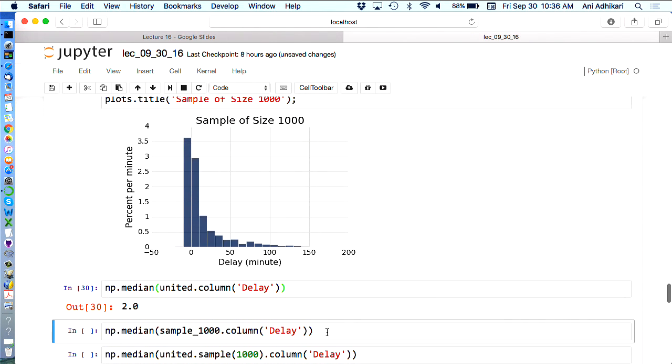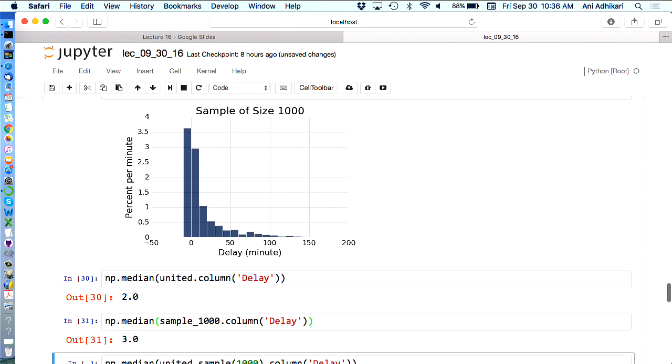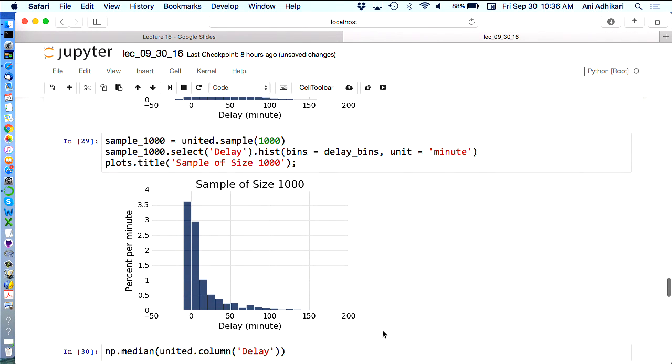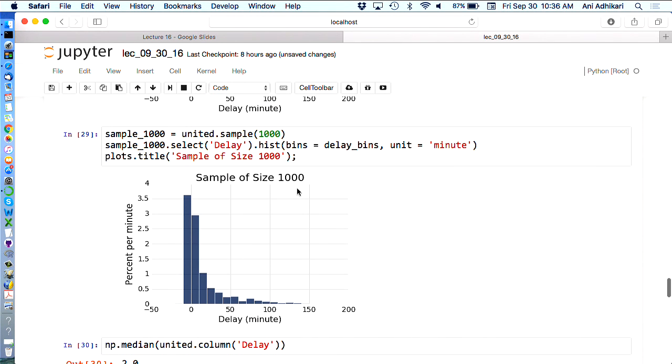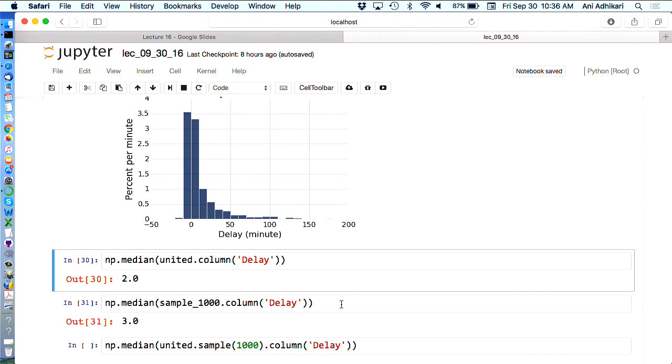You could compute the corresponding statistic. And so notice that that is the median of a sample of size 1,000. It's different from the parameter. It's not far, but it's not the same. So here's my sample. This is a sample of size 1,000. If I run this again, then my statistic will change.